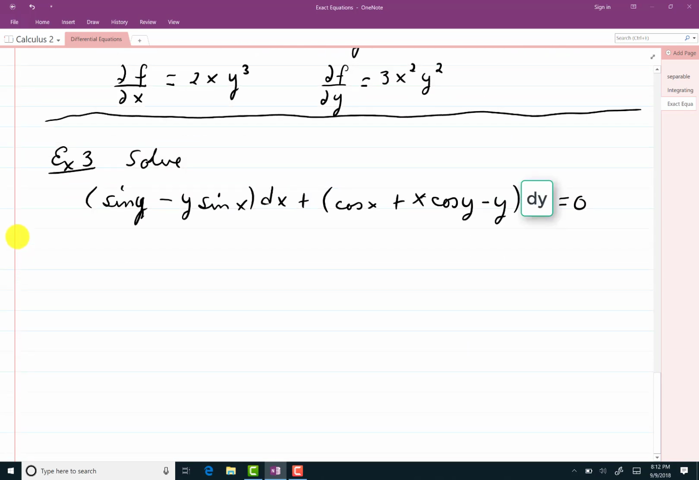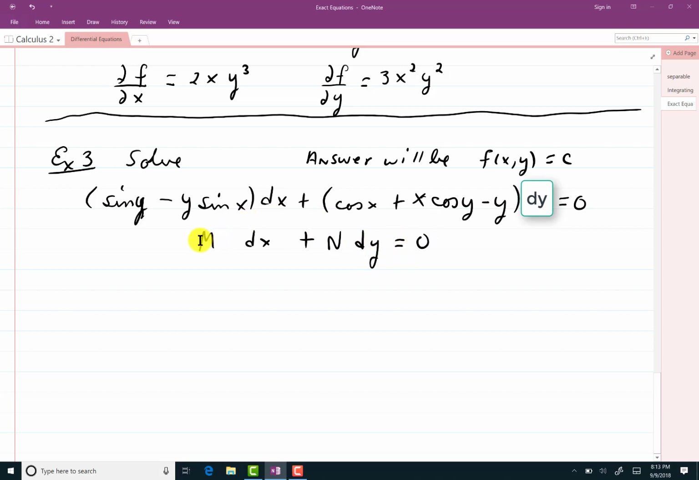So remember, the answer will look something like f of xy equals a constant, because ultimately I'm just going to integrate through if I can integrate through. And what we have to do is to determine when can I integrate through like I did in the first example. And here's how you know. I'm going to think of this as M dx plus N dy equals 0.